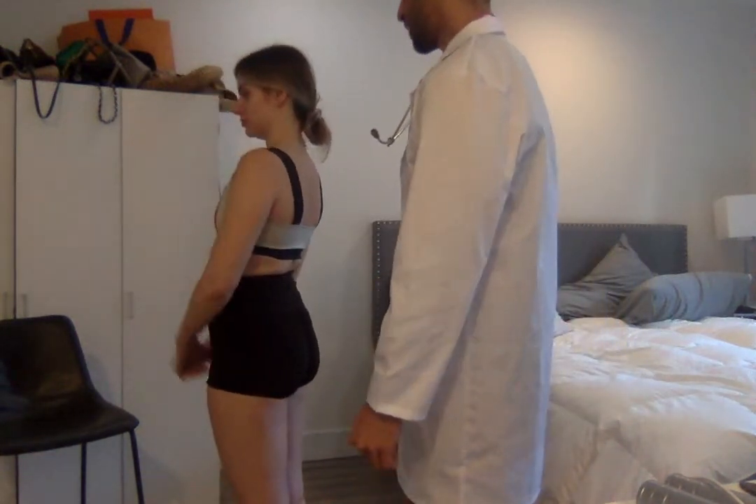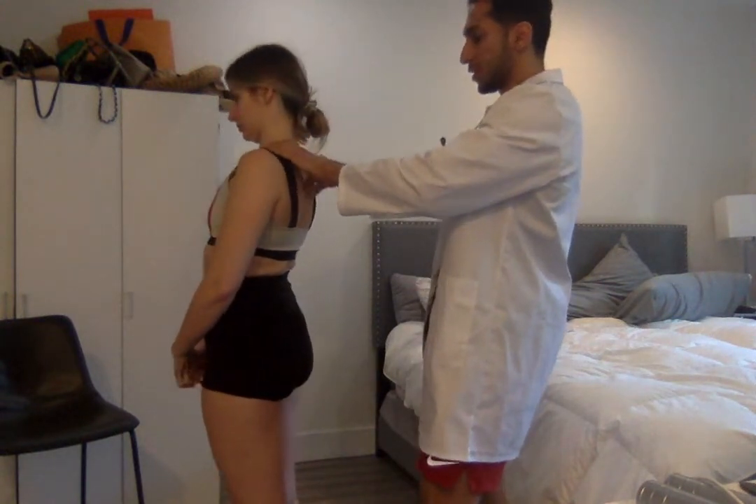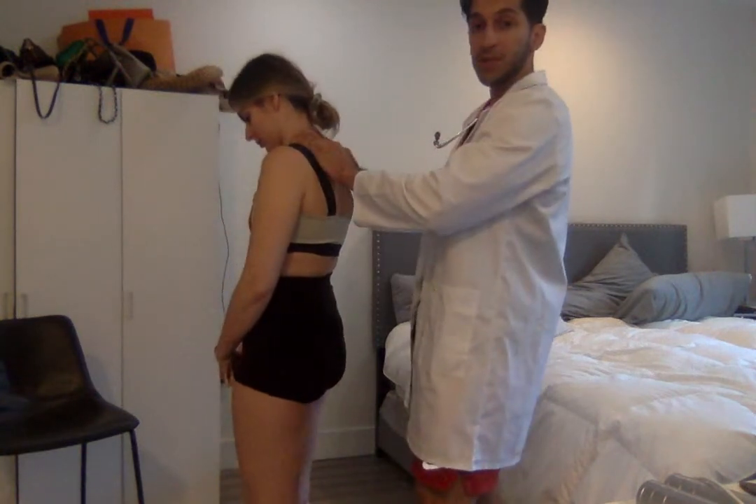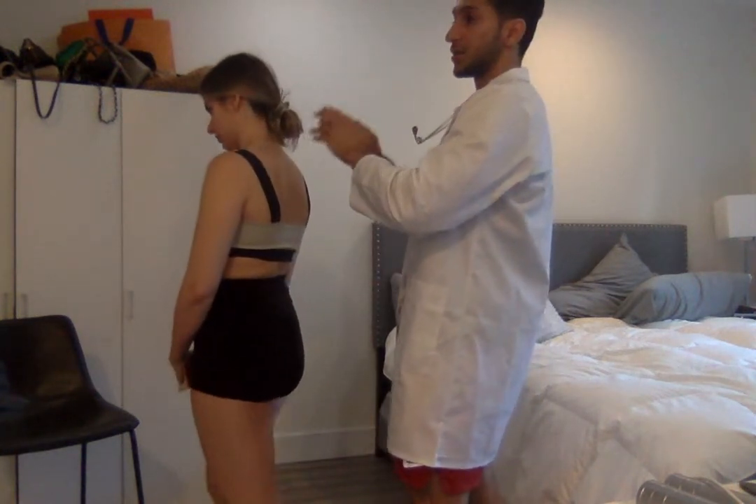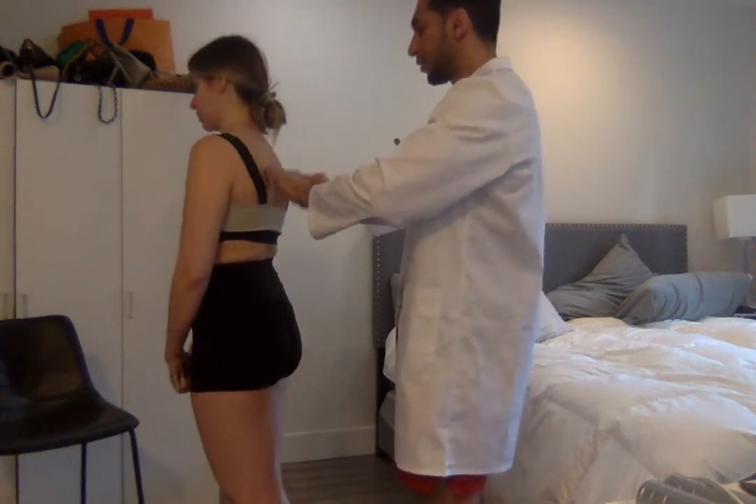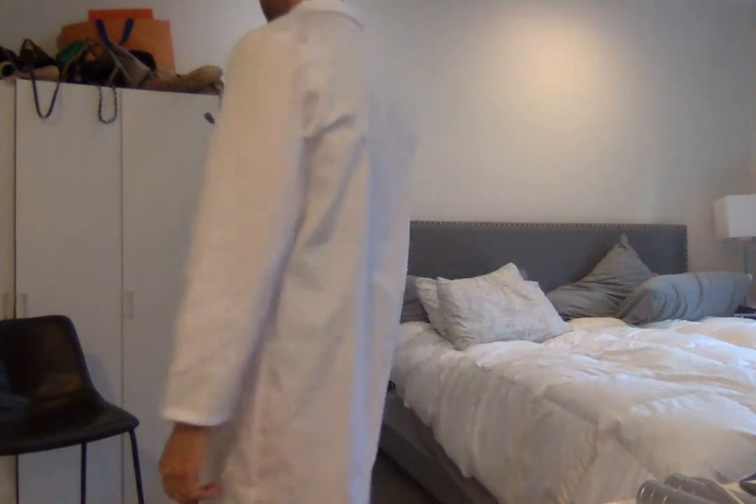We're also going to palpate the muscles close to her spine. Any tenderness? No. We're going to palpate the muscles that are a little bit further out than the spine, the paraspinal muscles. Any pain? No. Okay, so that's good. I want you to turn around.